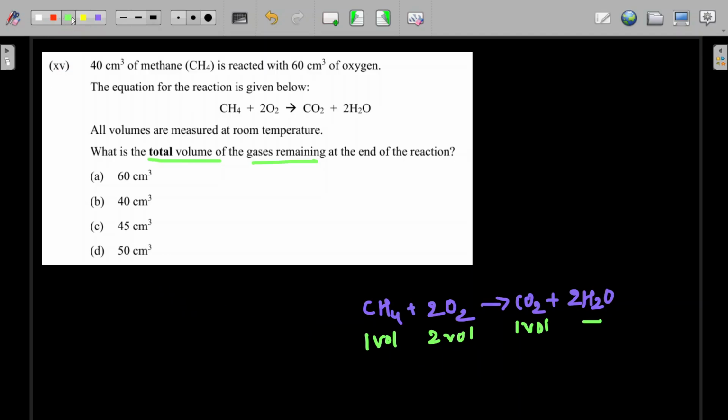So you have to do the reverse. How much have you taken here? 60 cm cube of oxygen. For 60 cm cube of oxygen you need half, means only 30 cm cube will be utilized. So out of 40 cm cube of methane, 30 cm cube is utilized. So what is left? 10 cm cube of methane, which is unreacted. Understood?